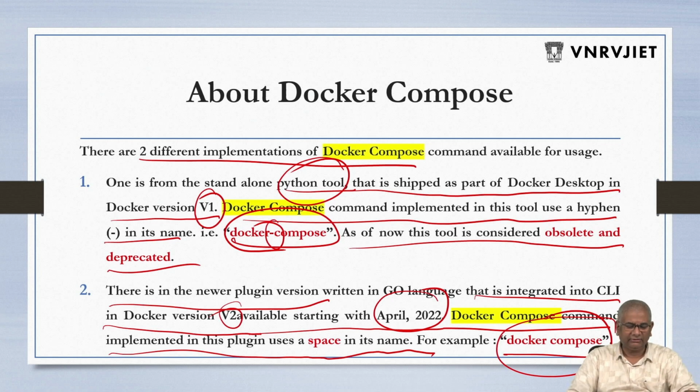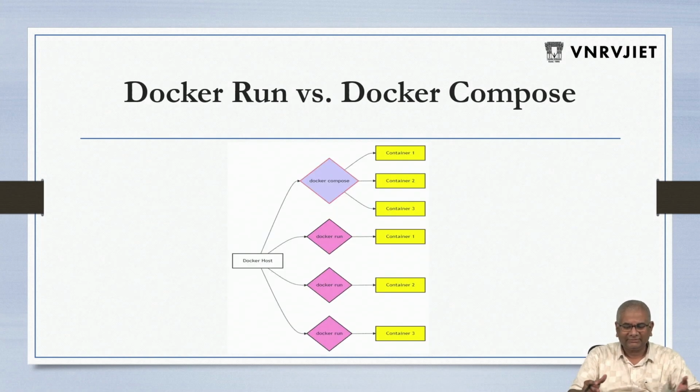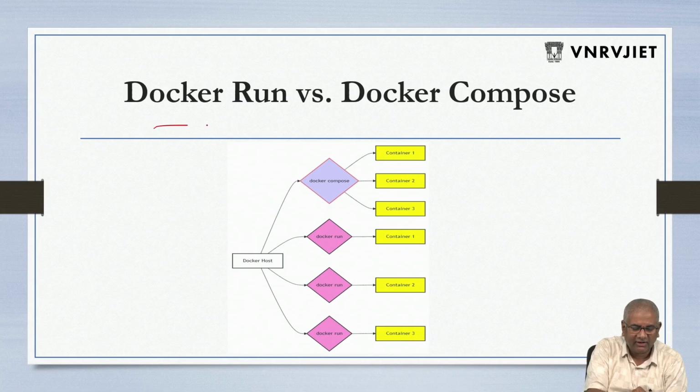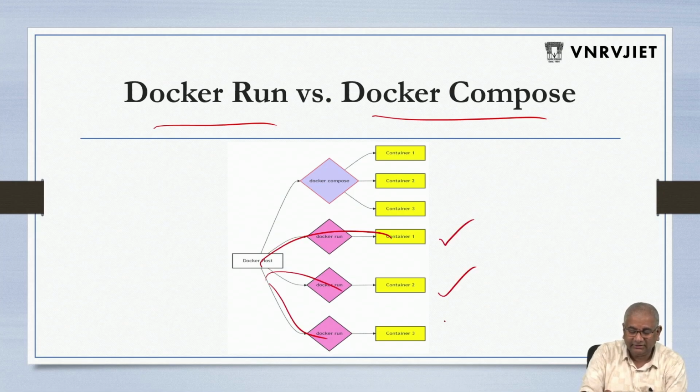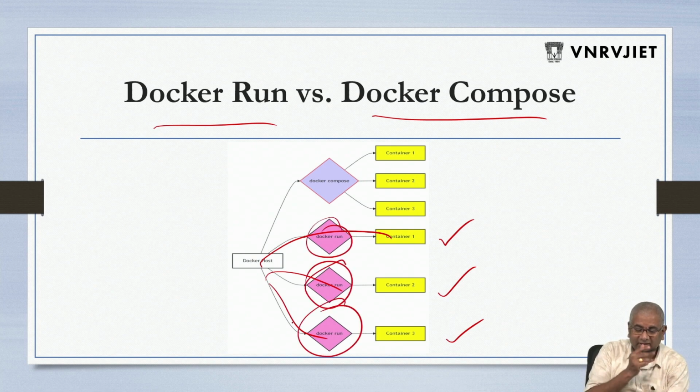So let's get into the stuff more. Now, as I explained, this is how Docker run and Docker Compose work. Let's say you have an image. You want to create 3 containers from the same image. So you have the Docker host, and on the Docker host, you have the image. Docker run, Docker run, Docker run will create container 1, container 2, container 3. That means you have to type the Docker run command 3 times on the Docker host.